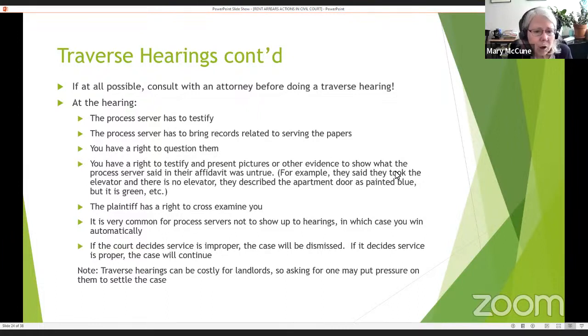Traverse hearings can cost a lot for landlords to do. So if you ask for one, it can put a lot of pressure on them to settle. Because if you owe them $5,000 and they have to spend like $3,000 on a traverse hearing and another $4,000 on a trial if they lose the traverse hearing, they're going to end up losing money in the end. So it all adds up.